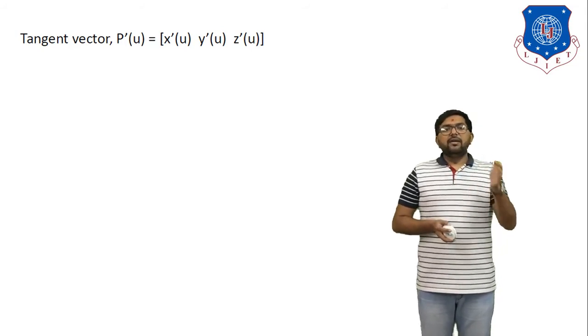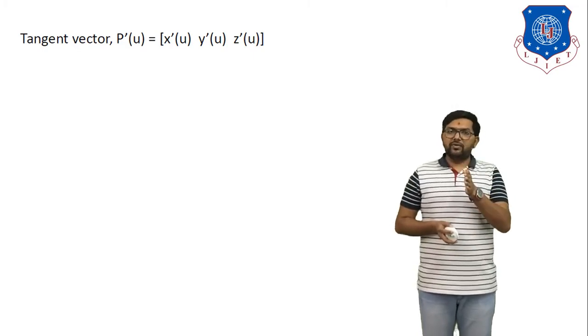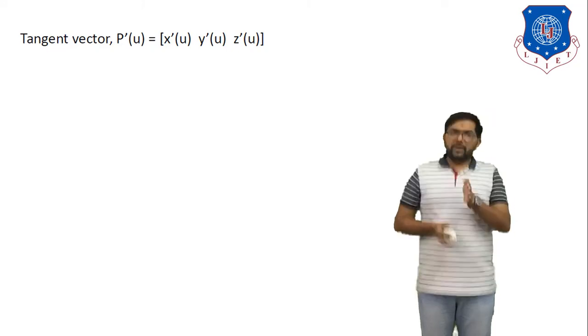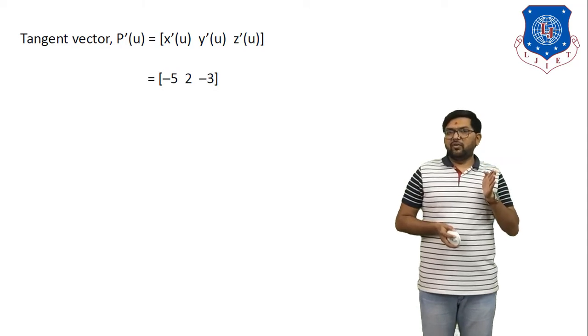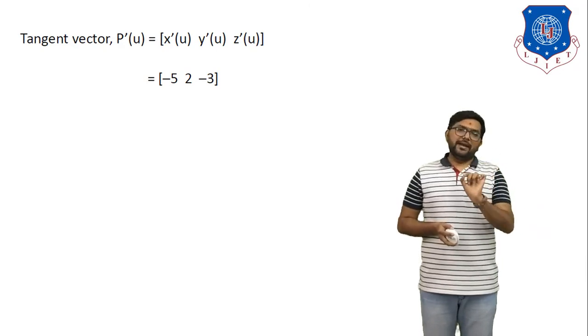So write down P dash of u is equal to x dash of u, y dash of u and z dash of u. X dash of u means x2 minus x1, y dash of u means y2 minus y1 and z dash of u is equal to z2 minus z1. Okay. So put the value of x2 minus x1, y2 minus y1 and z2 minus z1 over here. That is minus 5, 2 and minus 3.